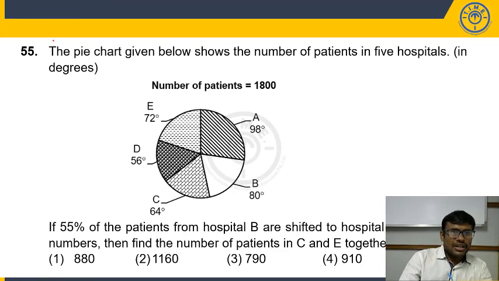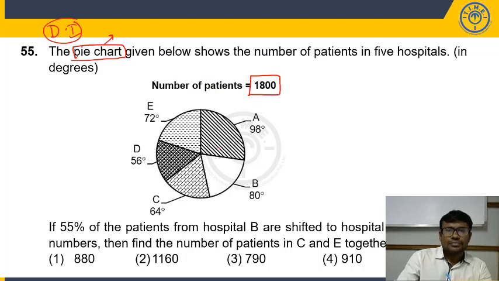Now, here comes the data interpretation question. Okay. It's a DI question. And clearly, it's a pie chart question. Now, what is the question here? The pie chart given below shows the number of patients in 5 hospitals in degrees. So, we have the number of patients as 1800 and the pie chart is given with degrees.